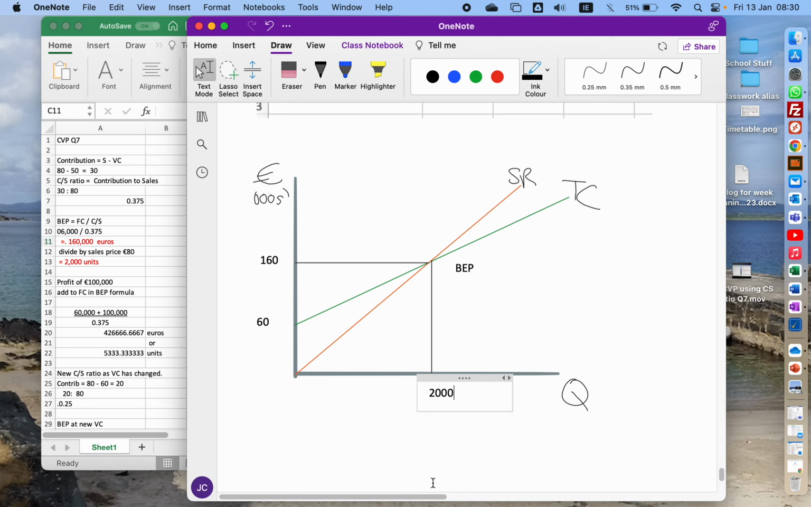It's as simple and straightforward as that. Those of you doing Leaving Cert Business, well, you would draw a vertical line here to indicate your forecast output, and the difference is your margin of safety. That's that.